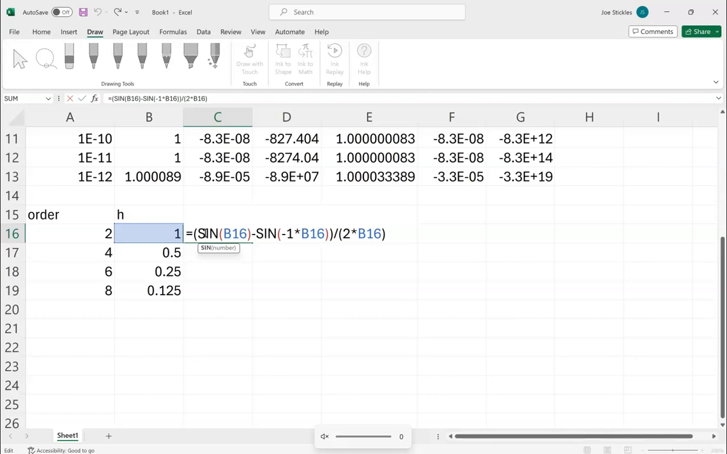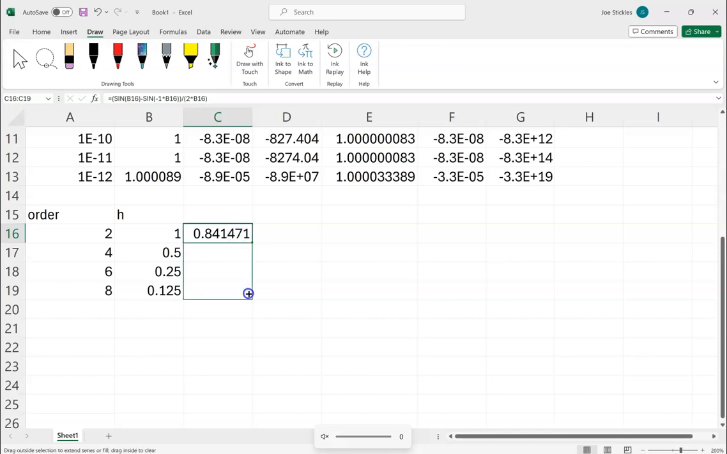That's the central difference approximation using the h value, right? Okay. This okay? All right, so I'm going to copy that down. And we do see that these are approaching 1, but not particularly quickly, right?